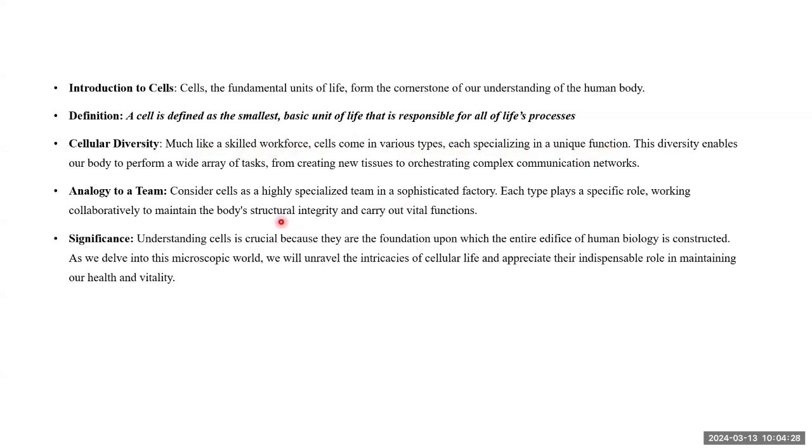They work together simultaneously, as a team, so they carry out the vital functions as a whole. Understanding cells is very important to understand any kind of living organism, especially human biology. And we can only understand if we know about the anatomy of the human body.